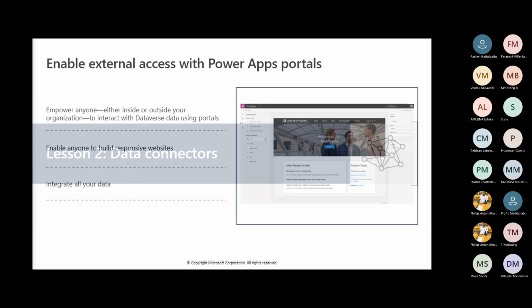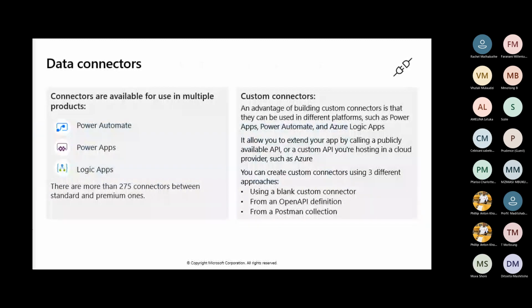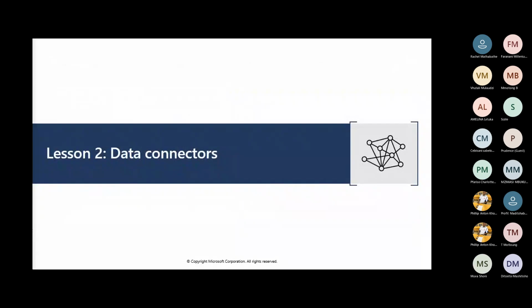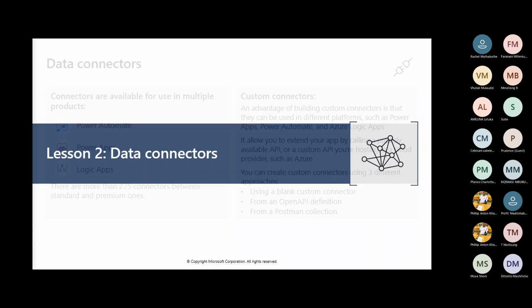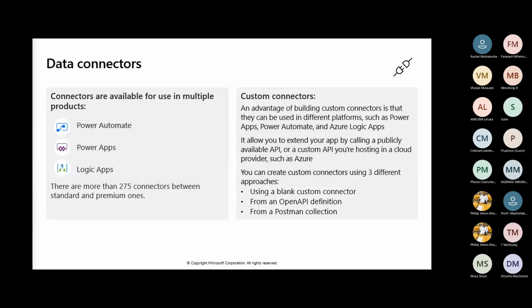Okay, and then now let's look at lesson 2, which is data connectors. Connectors enable you to connect apps, data, and devices in the cloud. So consider connectors as the bridge across which information and commands travel. And with Microsoft, there are more than 275 connectors that you can use, which enable all your data and actions to connect cohesively.